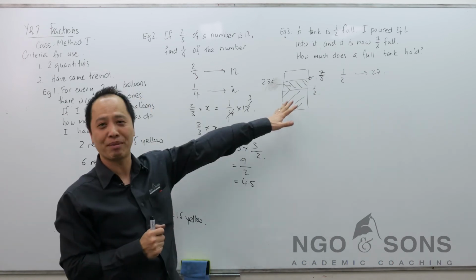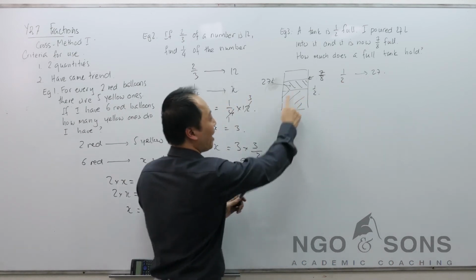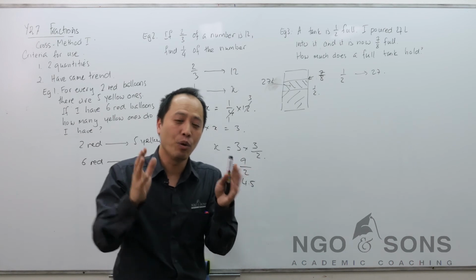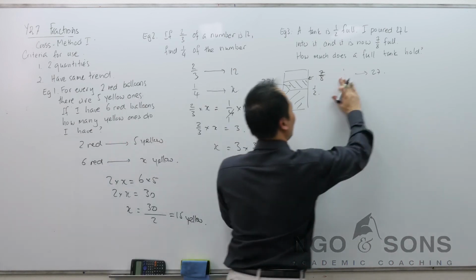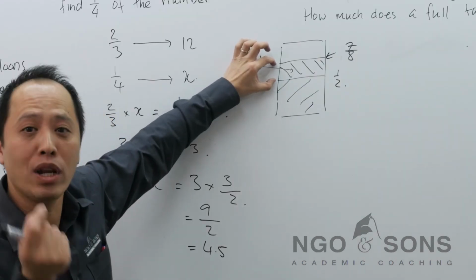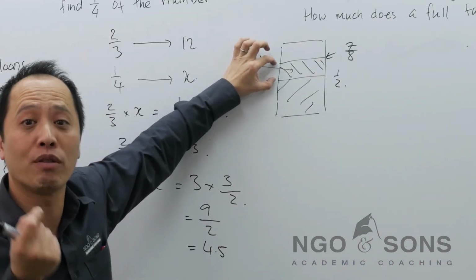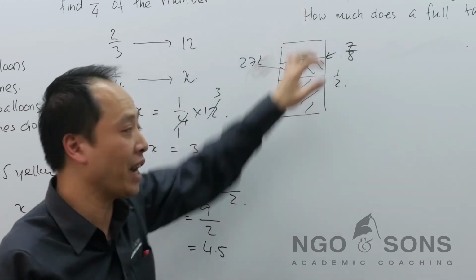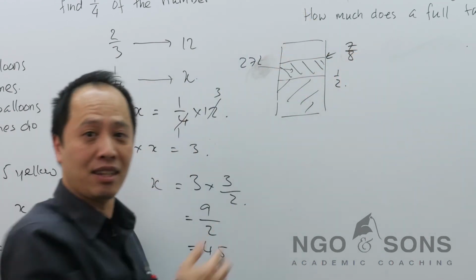A lot of kids make that mistake because, look, a half doesn't represent 27. So inside your head, you've got to think, well, what represents 27? Well, what represents 27 is this bit. And what is this bit in terms of a fraction? Well, if that's 7/8 and that's a half, the fraction is this minus this, isn't it?